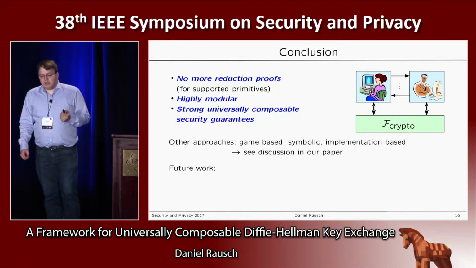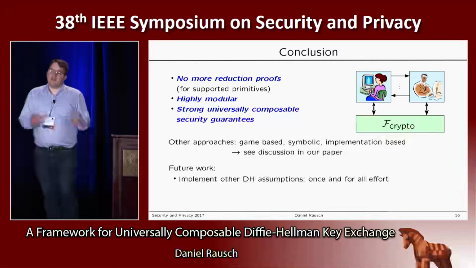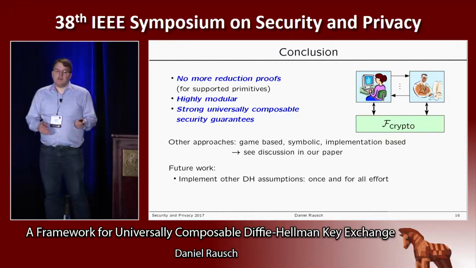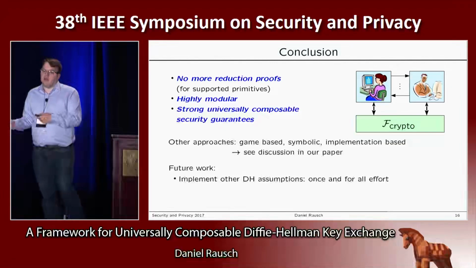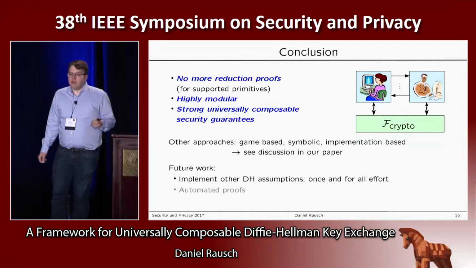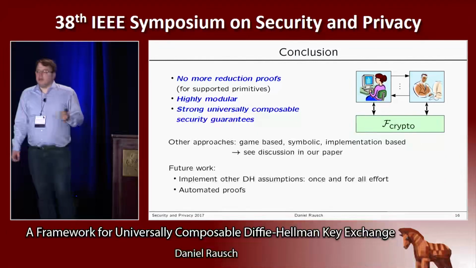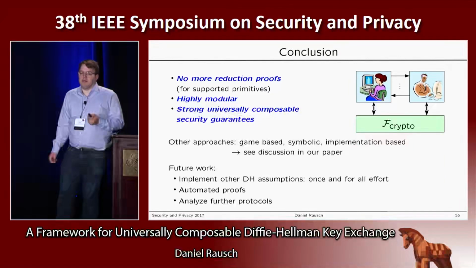In future work, we want to implement further Diffie-Hellman assumptions. This is, again, quite some work, but it is a once-and-for-all effort. As I've shown you, we have to do this a single time, and then we can use it to analyze arbitrarily many protocols based on it. It would also be interesting to see whether current tools for automating proofs can benefit from our approach. And of course, we want to apply it to analyze further protocols.